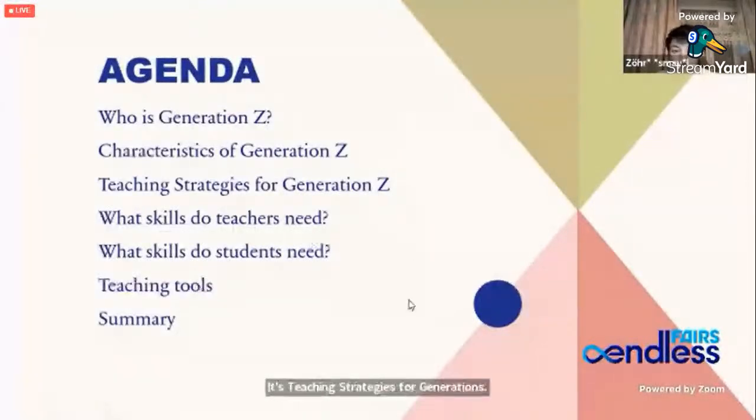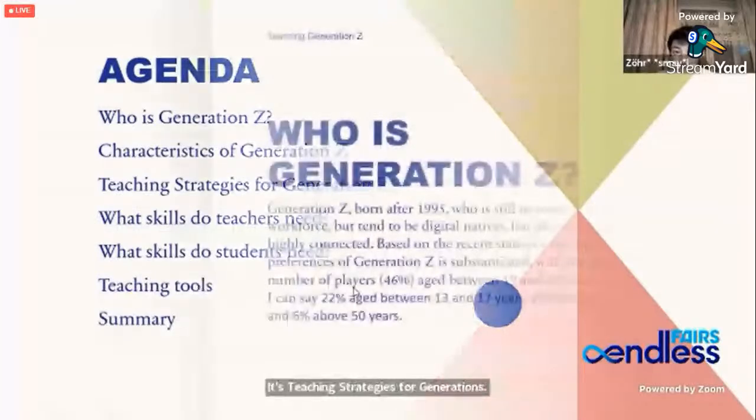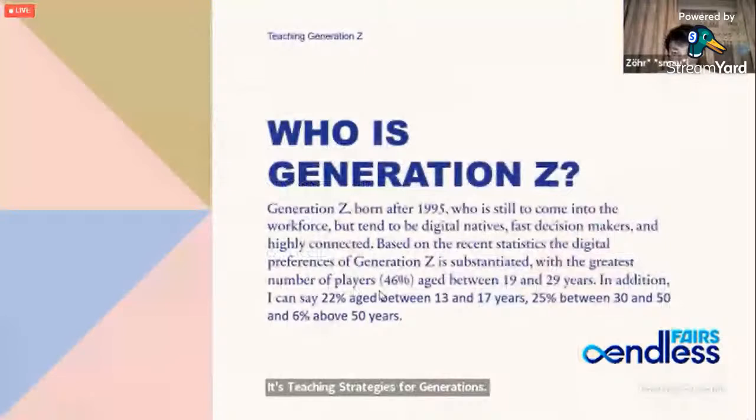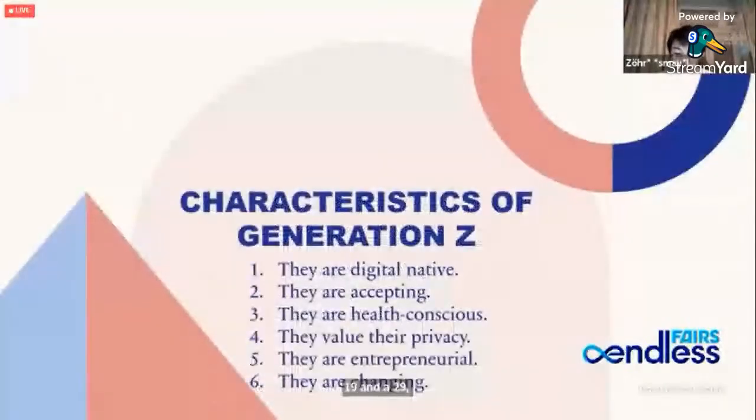Who is Generation Z? Generation Z was born after 1995, who is still coming into the workforce, but thanks to decision makers, highly connected based on the recent statistics. The preferences of Generation Z are confirmed with the greatest number of players aged between 19 and 29 years. After that, we try to be able to use learning methods correctly. It's important that we know about the characteristics of Generation Z.